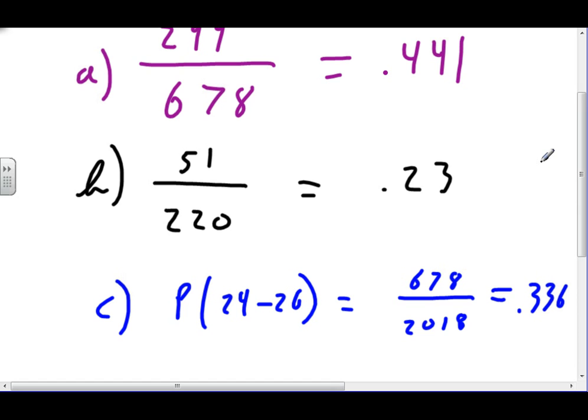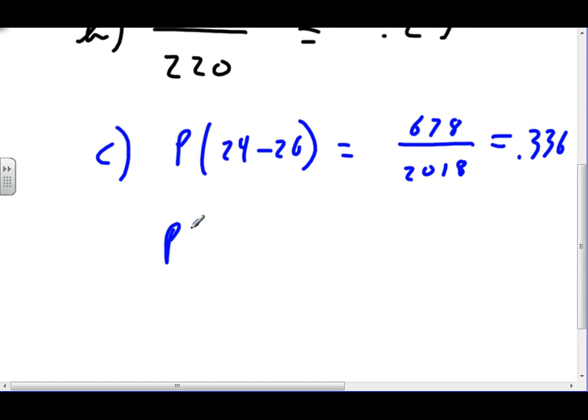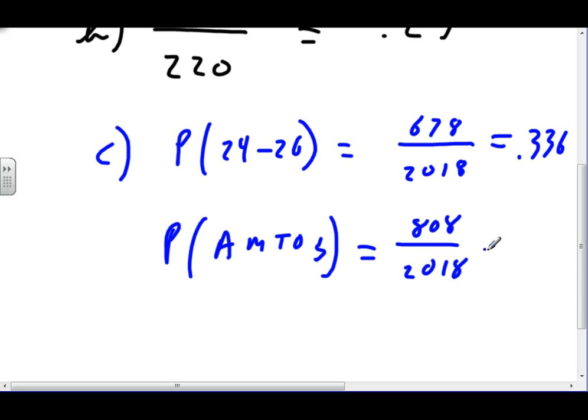Now we've got to go to the probability applied to more than one school. So now I'm going to have to add up the 207 plus 299 plus 185 plus 66 plus 51. 808 over 2018. 0.4.